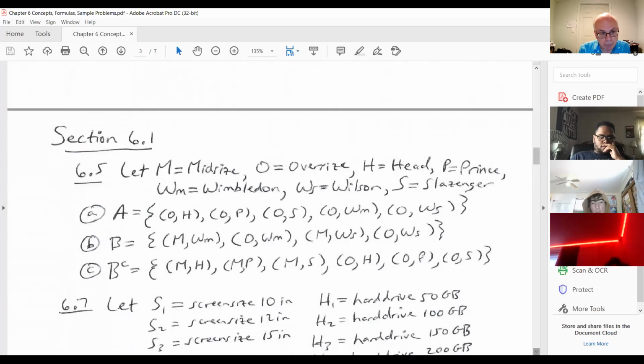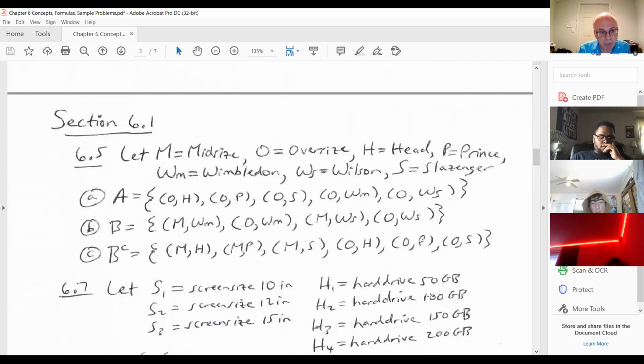Now, in your book, there are going to be certain problems. I'm not going to spend a great deal of time on each of these problems because I'm going to ask you to actually do some of these in homework. I may change what I'm asking as a question as opposed to what's in the book, but section 6.1 is basically all about listing outcomes. Let me just give you a brief idea of what these problems are asking for.